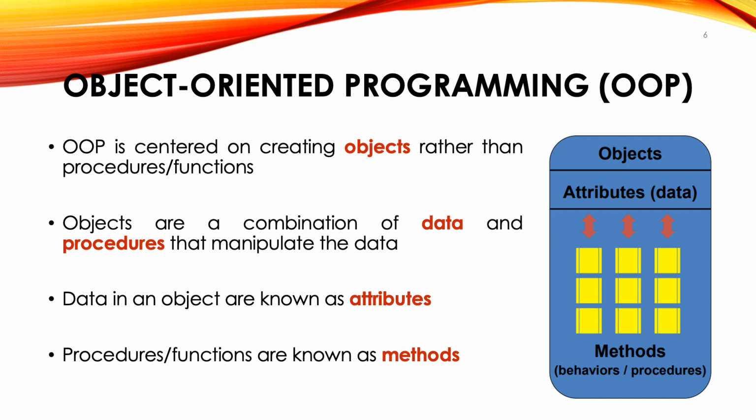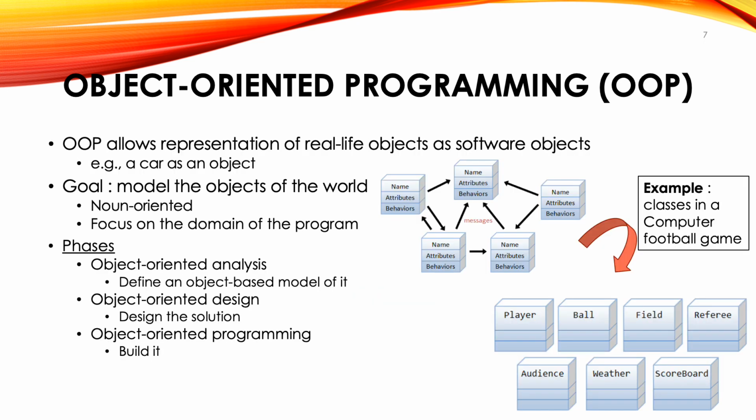In OOP, everything is centered around the object. The concept of objects encapsulates both data and subprograms. For objects, data are known as attributes and subprograms are called methods. As we mentioned, OOP is centered on objects. Its goal is to model real-life objects, such as cars, computers, students, and so on.